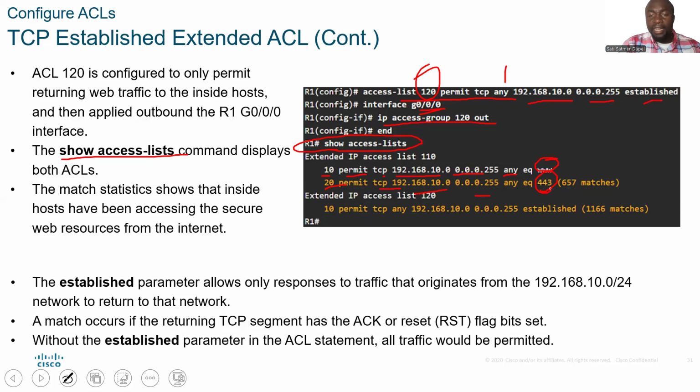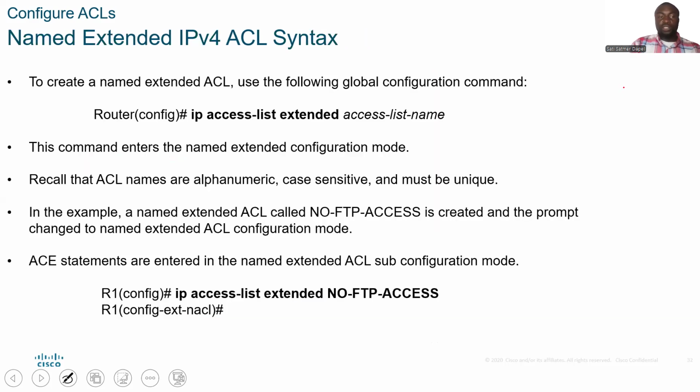Okay. And then see the extended access list. Okay, access list 120 here. So this one is what applies to it. So the established parameter allows only responses to the traffic that originates from this network to return back to the network. That is why the established keyword is used. Named extended access list. So you see in the numbered, we were using numbers to identify.